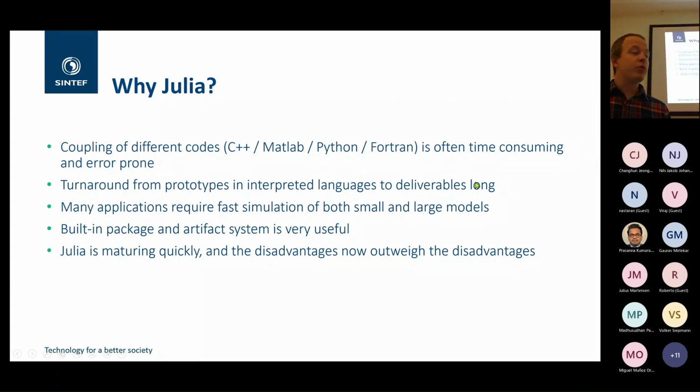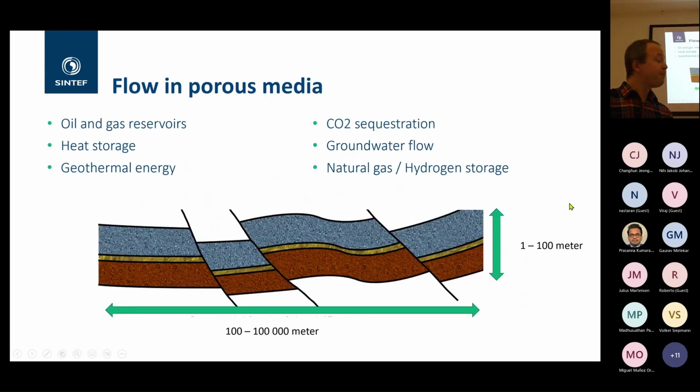We have been using it for a while, but I think Julia is maturing quickly, and I would be confident to say that the advantages now outweigh the disadvantages, which I don't think has always been the case in the past. But I think now it is past this cusp where it's really useful for applications.